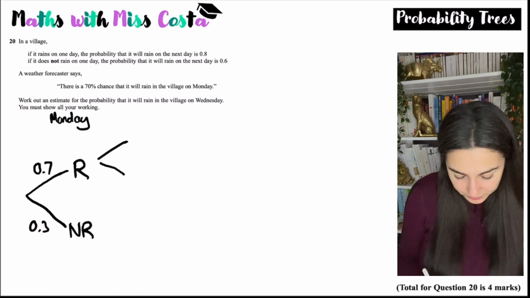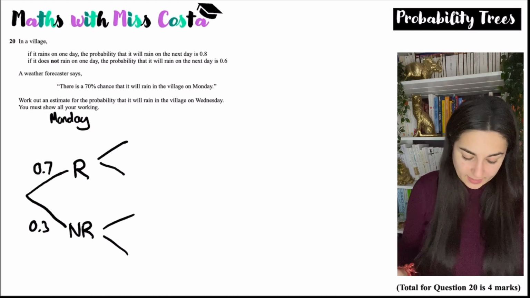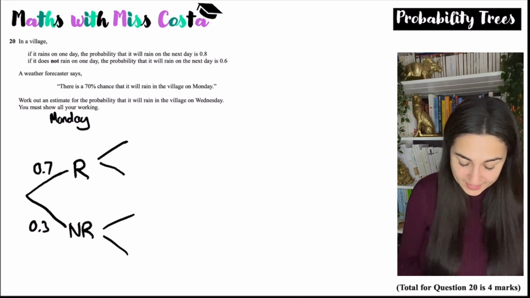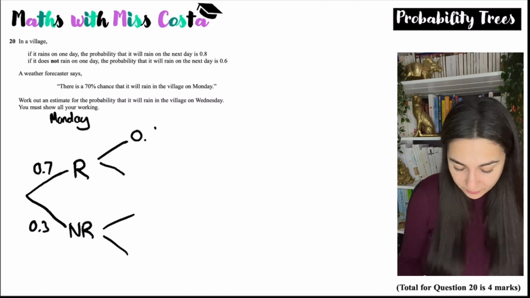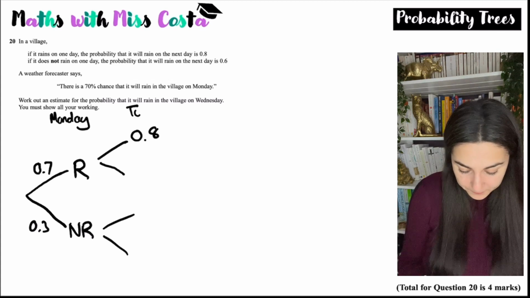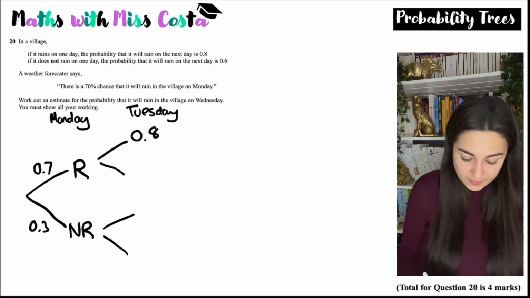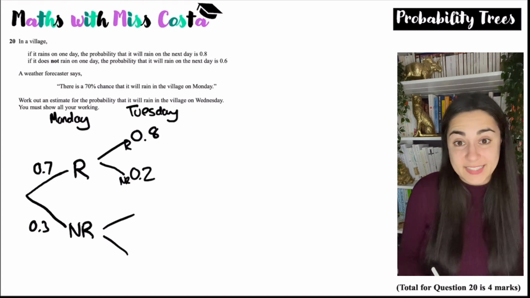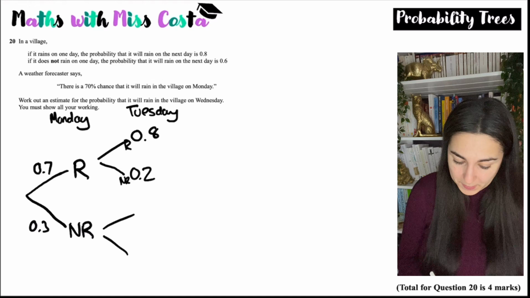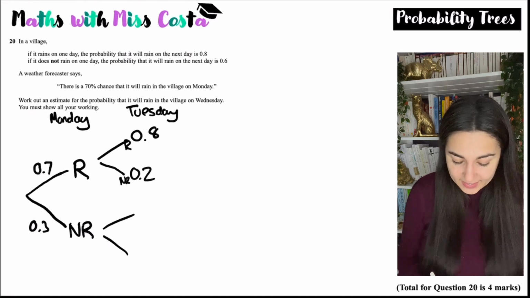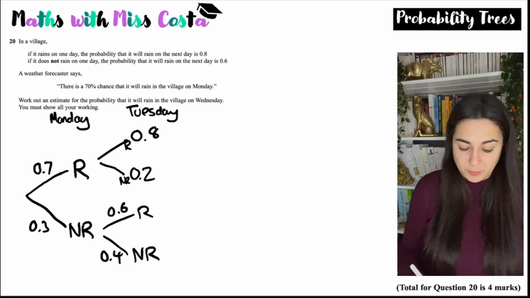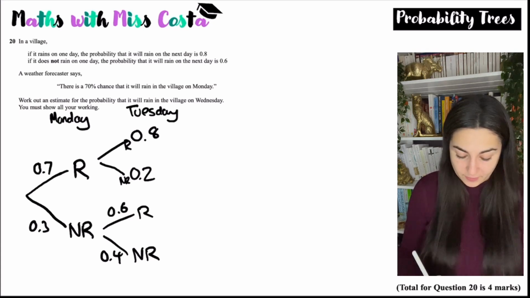Okay, so then I've got 2 options for Tuesday, and 2 options again for it not raining on Monday. It says if it rains on one day, the probability that it will rain the next day is 0.8. So if it's rained, the probability that it rains on the Tuesday would be 0.8. Therefore, the probability of it not raining would be 0.2. However, if it does not rain one day, the probability that it will rain on the next day is 0.6. So the probability of it raining is 0.6. The probability of it not raining would be 0.4. Again, probability branches have to add up to 1.